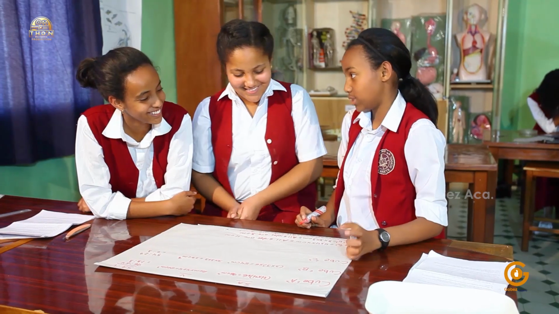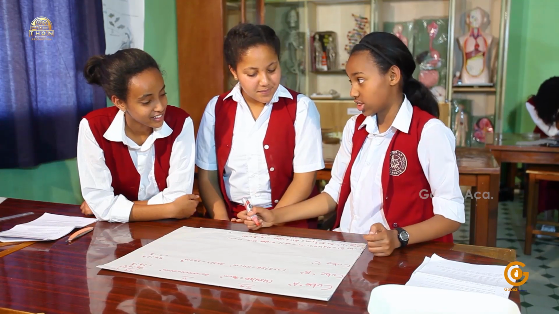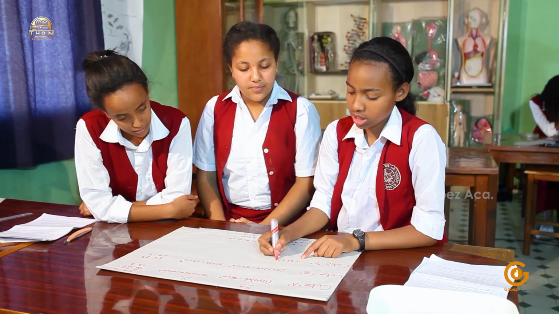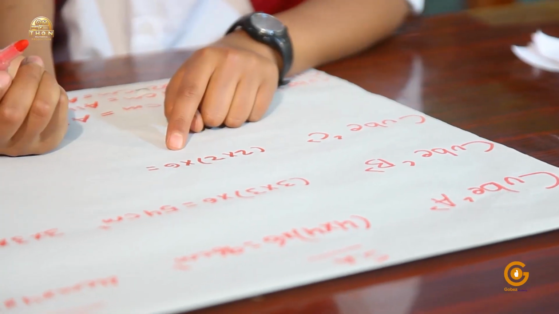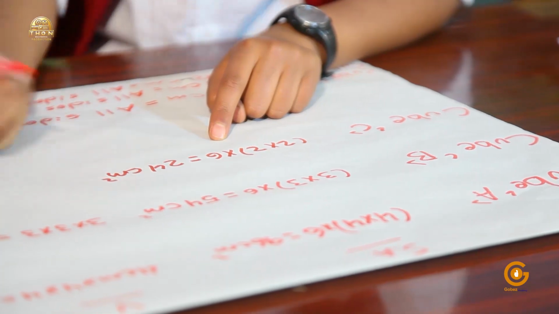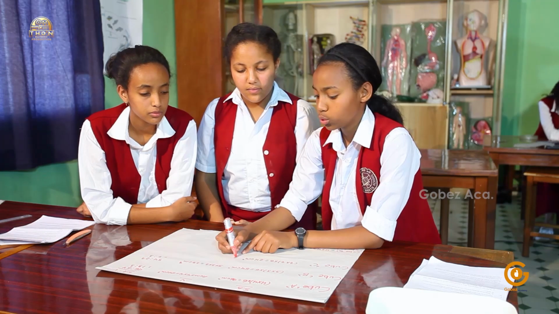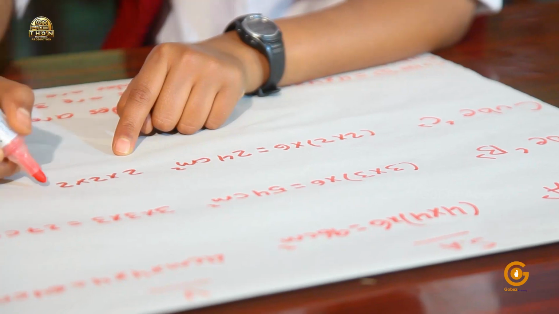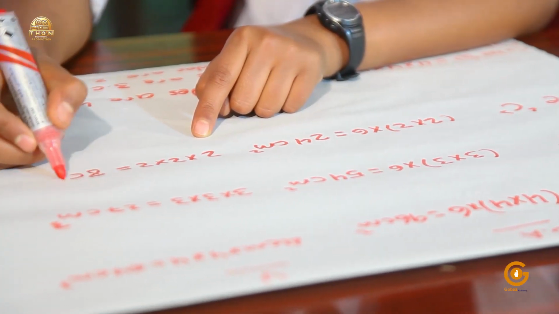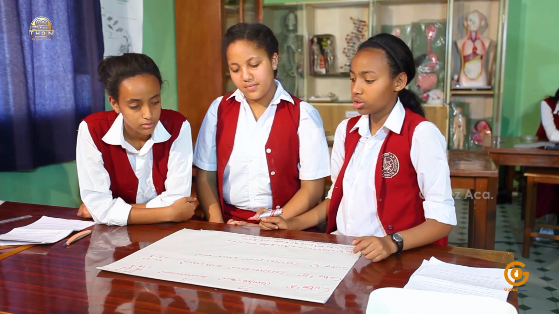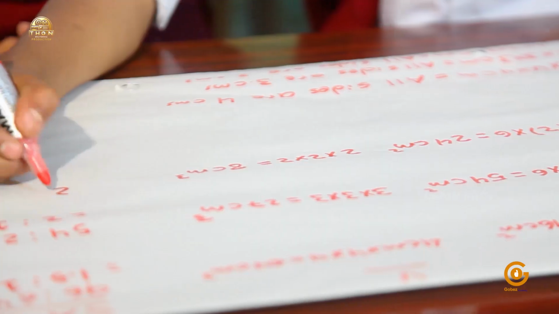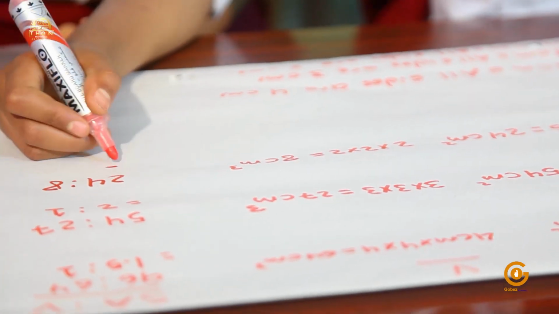Now let's calculate cube C. Cube C has sides of 2 centimeters. So that would be 2 times 2 times 6, which is 24 centimeters squared. And then the volume would be 2 times 2 times 2, which is 8 centimeters cubed. So when we look at the surface area to volume ratio of this, it would be 24 to 8, which is 3 to 1.